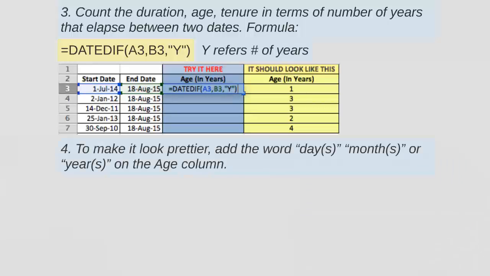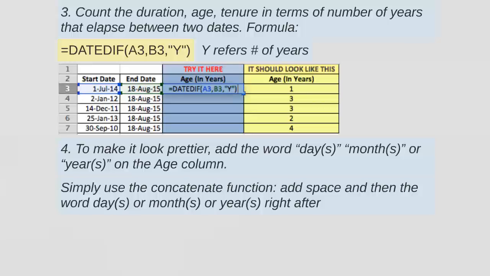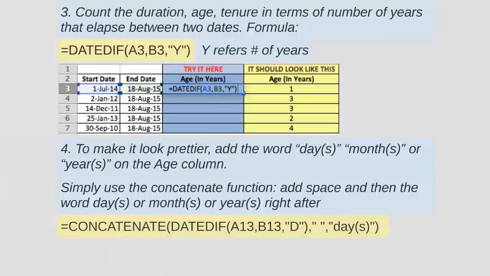And of course, the fourth way, if you want to make it look prettier and you want to add the word days, word months, or even years on the age column, we switch back to the previous video where we talked about using the concatenate function, which allows us to combine different words. We can use this in the same way, and we can use this formula within the concatenate function. And what we do is we can add a space and then utilize the word days, day, month, months, or even year or years right afterwards.